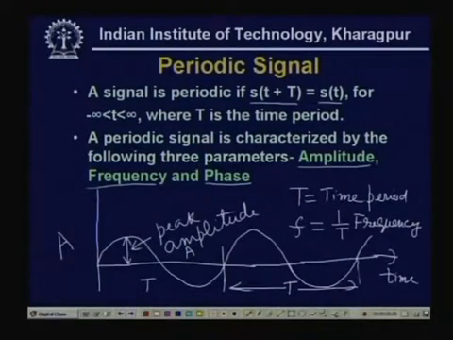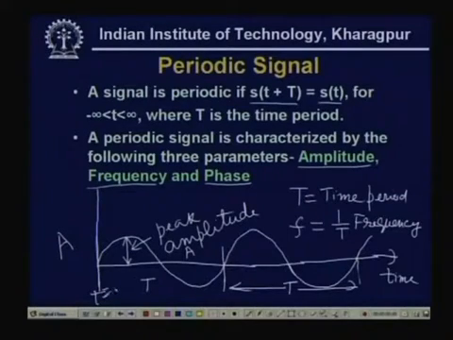Now there is another parameter, phase. Phase is actually expressed between two different signals. It is the relative appearance of a signal with respect to another signal. For example, let's assume this is time t equal to 0. Here the signal value is 0, so we can say phase is 0. Later on we shall discuss in more detail about amplitude, frequency and phase.